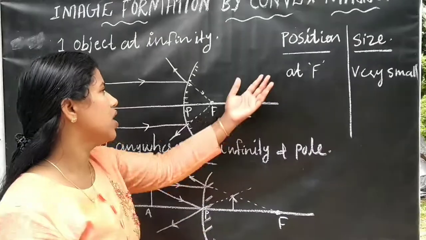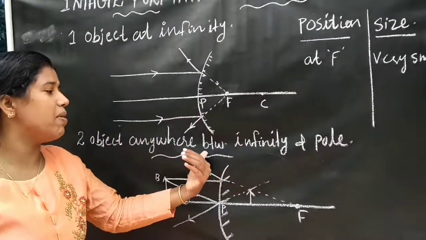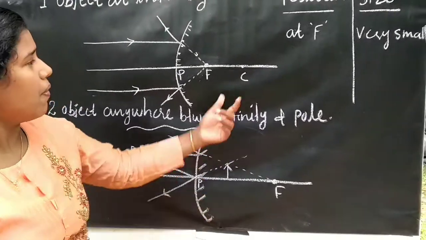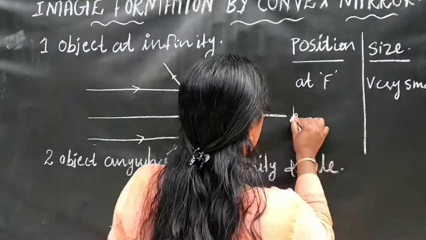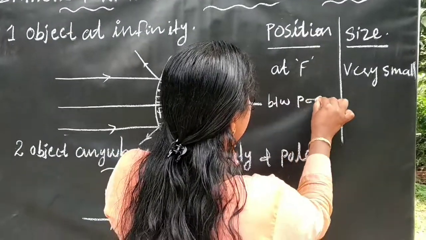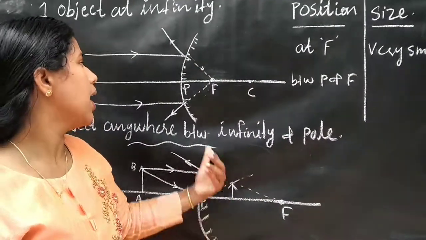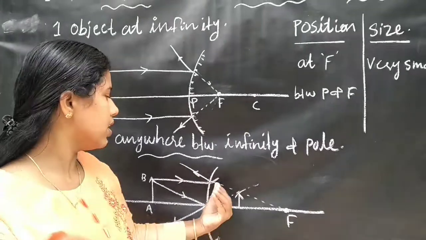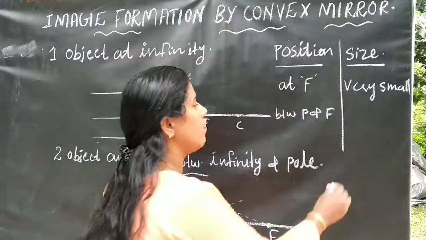Then we can write position of object, where? Object anywhere between infinity and pole. But the position of image is between P and F. Size, compared to the first case, it is small only, but compared to the object it is diminished. Small we can write.